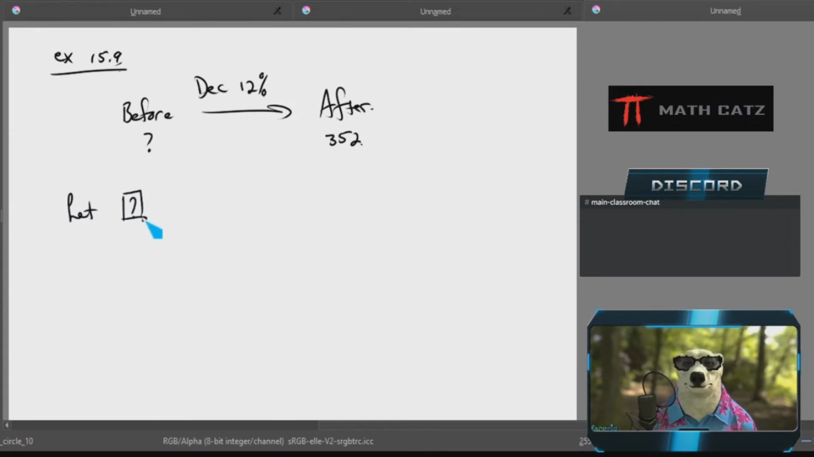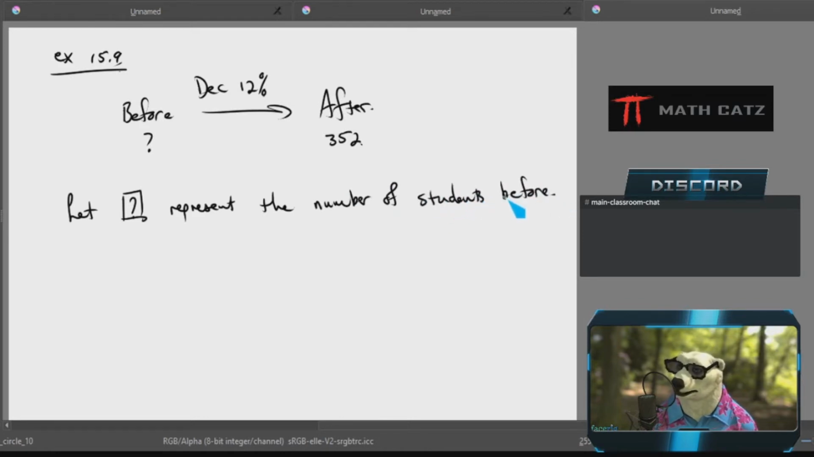Now I can pick another symbol here, of course, but I'll choose a question mark in a box, and that's going to represent the number of students before. And I want to write a sentence that's detailed enough so that someone reads the question, someone reads the sentence, and they understand what my symbol represents. So that was 1. I'll number it again.